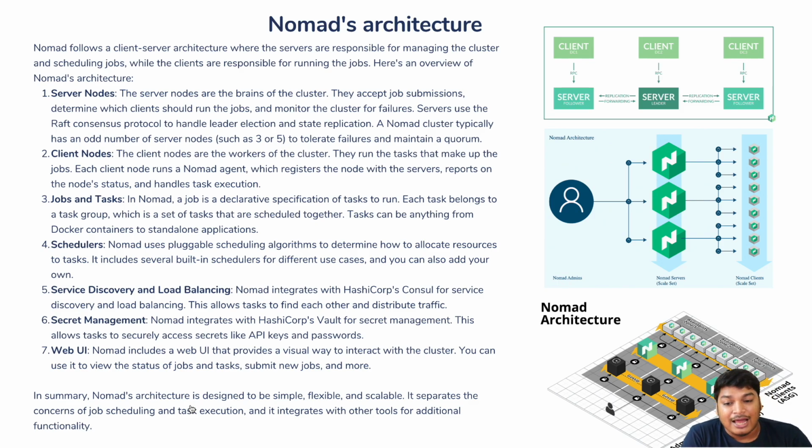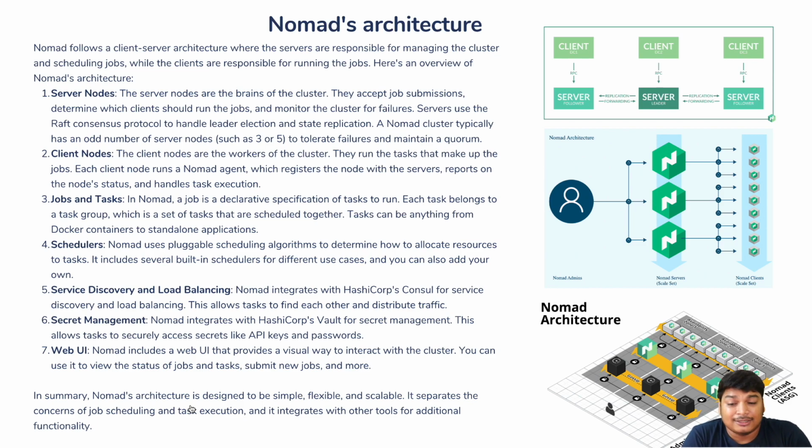Okay. Now, the second one is client nodes. So, what are client nodes? Client nodes are the workers of the cluster. They run the tasks and make up the jobs. So, any job that you run, you should be running on the client nodes. Okay. Now, each client node runs a normal Nomad agent, which registers the node with the servers first, then reports on the node status and handles the task execution.